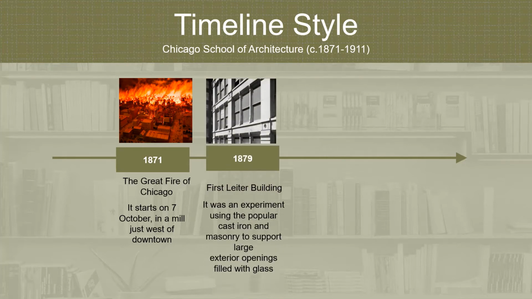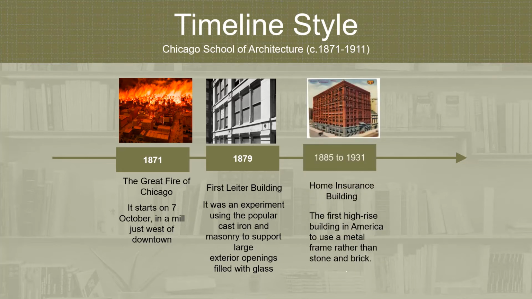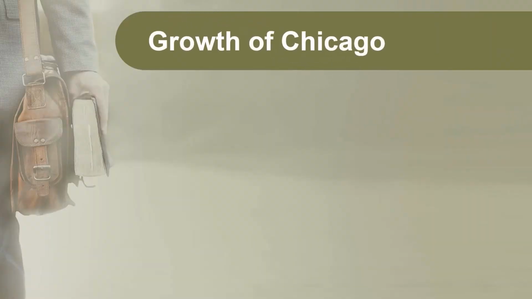Secondly is the First Leiter Building in 1879, which used cast iron and masonry to support large exterior openings. Thirdly, the Home Insurance Building from 1885 to 1931, the first high-rise building in America to use a metal frame rather than stone and brick. Growth of Chicago.